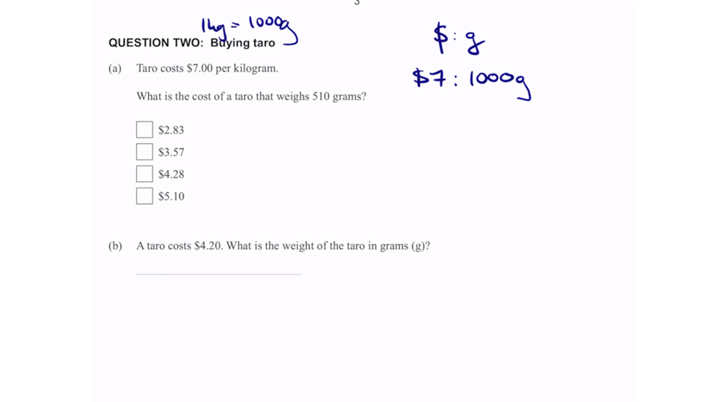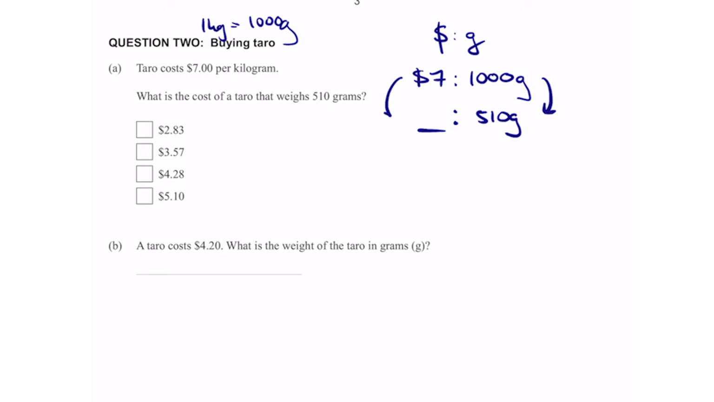So now we want to know how much a taro will cost if it weighs 510 grams. If we write down our final or our unknown ratio, we know that it's going to be 510 grams, and I'm writing this on the gram side, so make sure it's on the correct side. That's why we write our word ratio here. And so how much money is that going to cost? Well, we don't know yet. That's what we're trying to work out, right? And so how do we work that out?